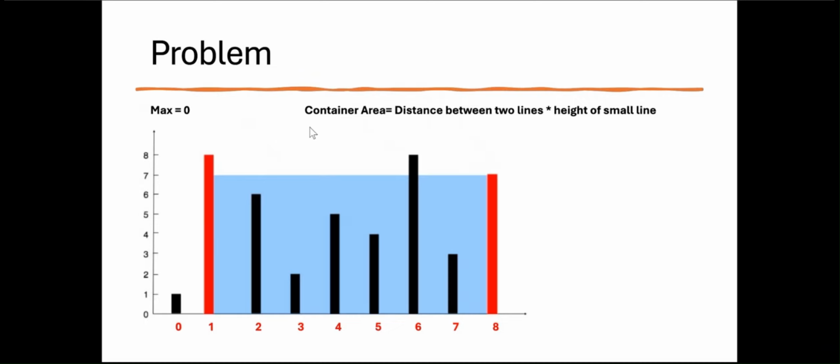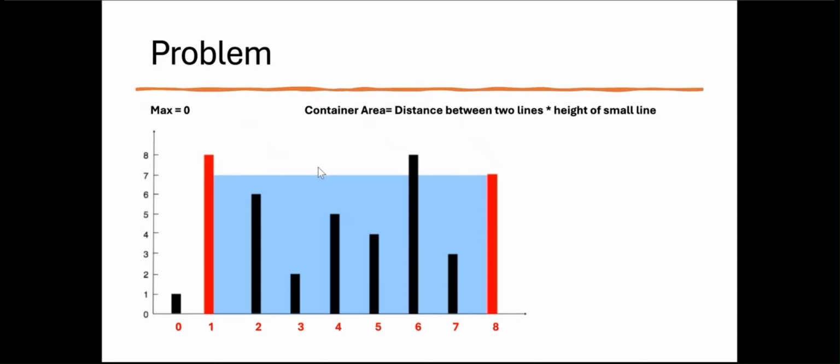How can we calculate the maximum water stored? It is basically based on the container area. The container area is calculated by the distance between the two lines on the x-axis, for example here 8 minus 1, which is 7, the width of the container, and the height of the smaller line, which is 7 here. Why the smaller line? Because if we don't consider the smaller line, the water will spill out of the container, and we need to strictly consider the water which can be stored inside the container.